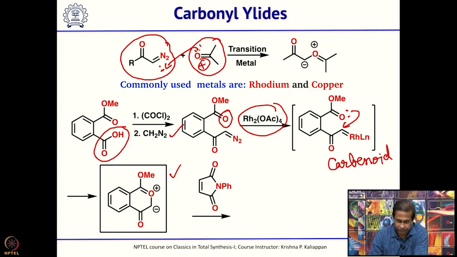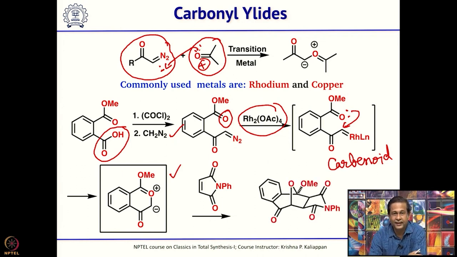For example, if you do this with N-phenylmaleimide, then you get this 1,3 dipolar cycloaddition. You can see, this is the dipolarophile, and here originally you had the dipole, so that undergoes dipolar cycloaddition to give this bicyclic system.